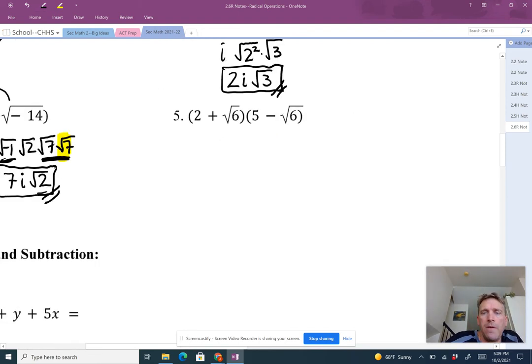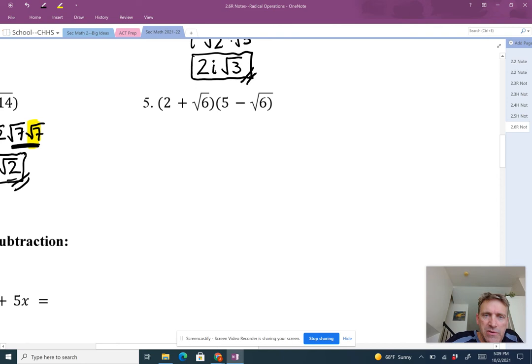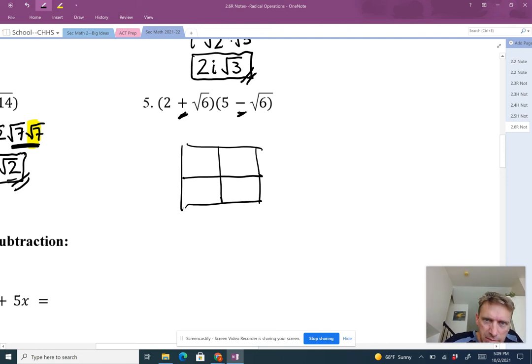All right, number 5, I'm going to set this up using a box just to help us multiply. We've got two binomials, basically. There's this plus here and there's a minus here, and so we have what is like a binomial at the top of each of these. So I'm going to put 2 plus the square root of 6 and 5 minus the square root of 6 along the top. And then I'll multiply them out like times tables.